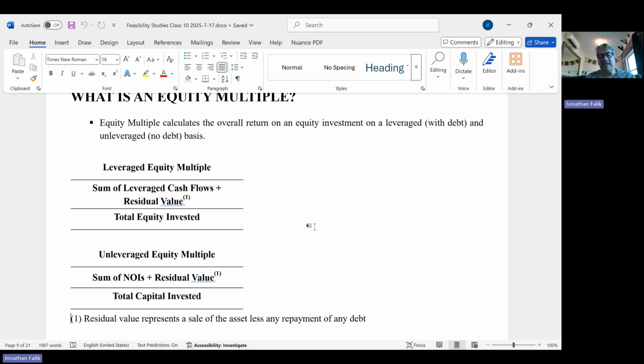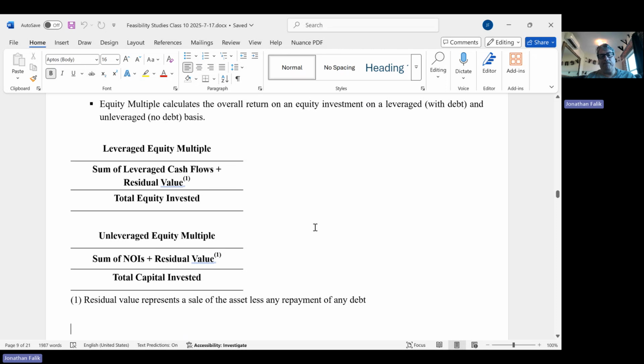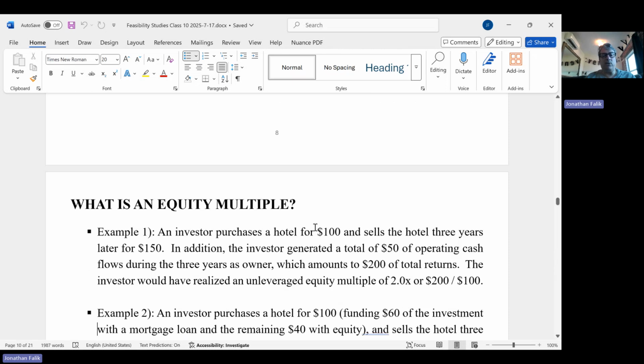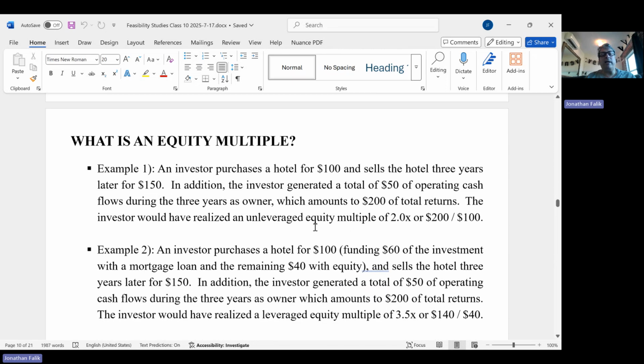Now, that does not take into account time value of money. You might be looking at an equity multiple over 5 years, 7 years, 10 years, and it does not take into account time value of money. So again, here's an example. An investor purchases a hotel for $100 and sells it 3 years later for $150. They generated $50 of operating cash flow, so that's the net operating income over 3 years. So they got $200 of total cash, and they had invested $100. So that's a 2 times equity multiple.